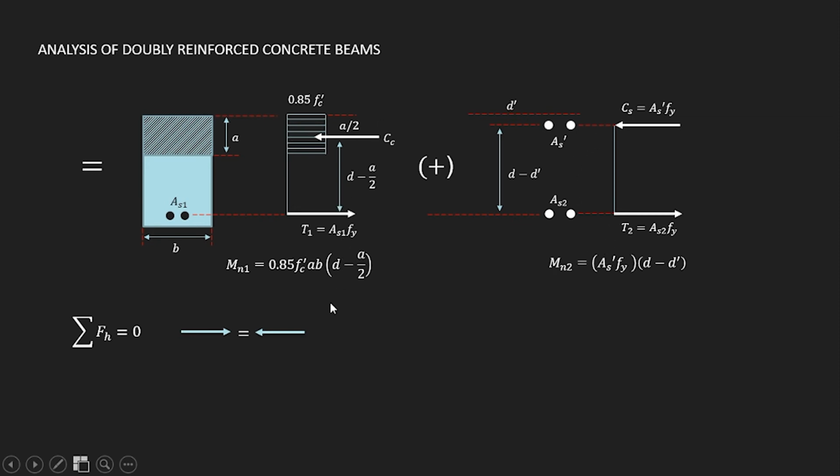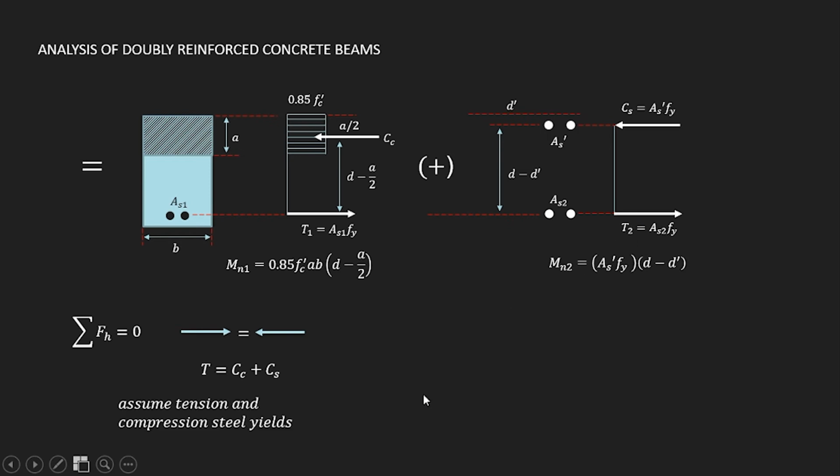When we do the summation of forces horizontal, we can equate all the forces to the right to the forces to the left. So basically, we have an equation T equals CC plus CS. Our T is just T1 plus T2. So it's the same.